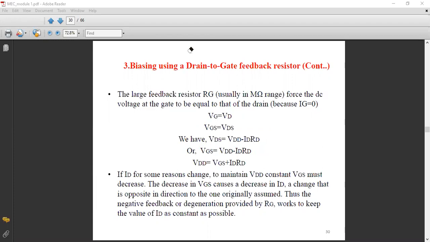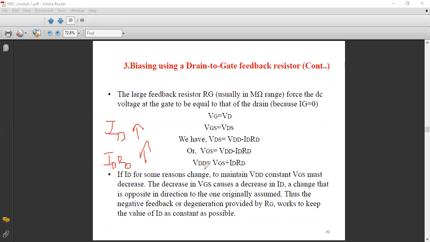Now, how do we prove that the Q point is stable, that there are no variations in the drain current ID, irrespective of the device replacement or the temperature variations? Consider that there is an initial increment in the drain current ID because of some reasons. I already listed the reasons: either device replacement or temperature variations, ID might have increased. When ID increases, obviously IDRD is going to increase, isn't it?